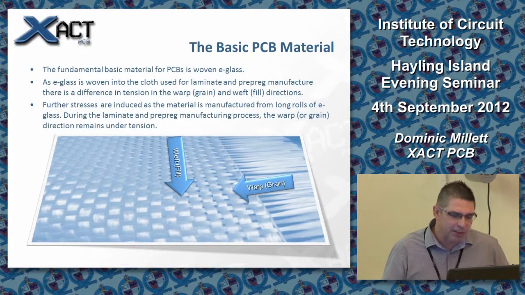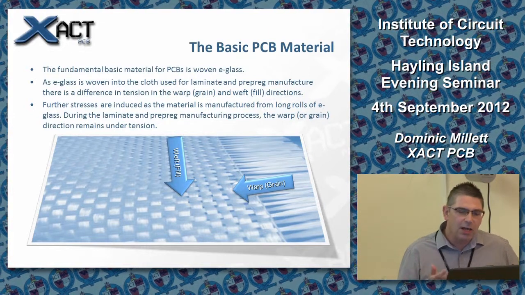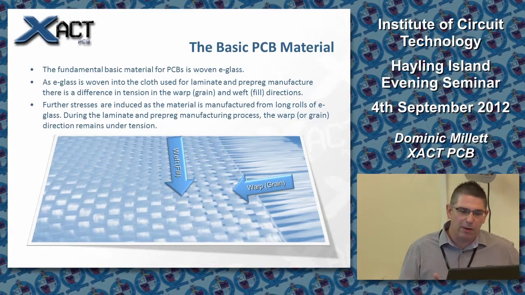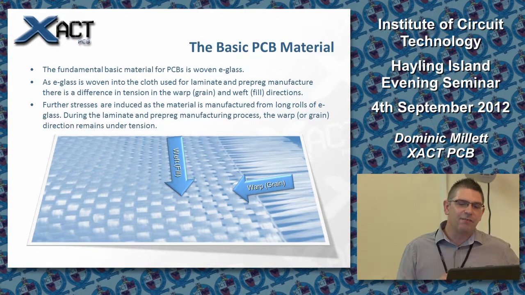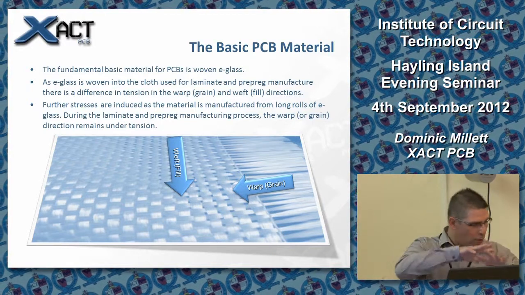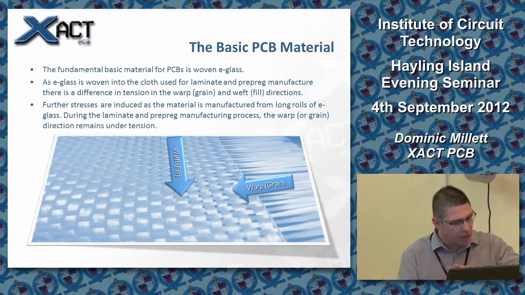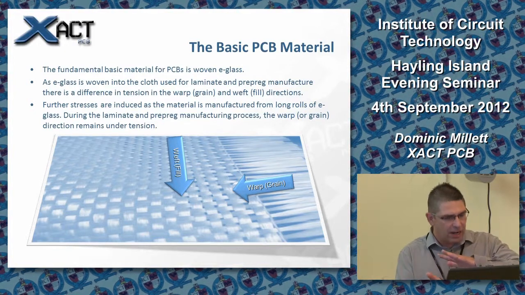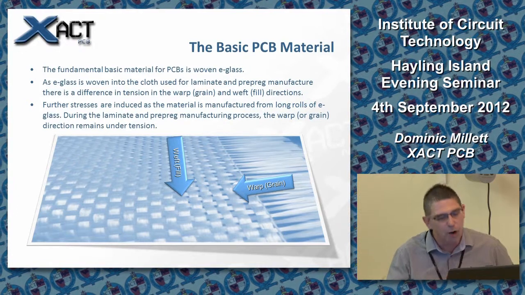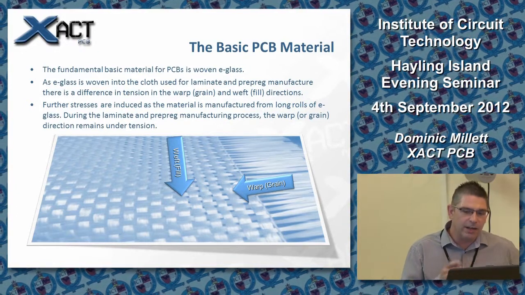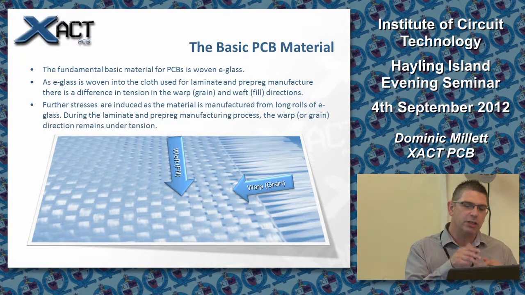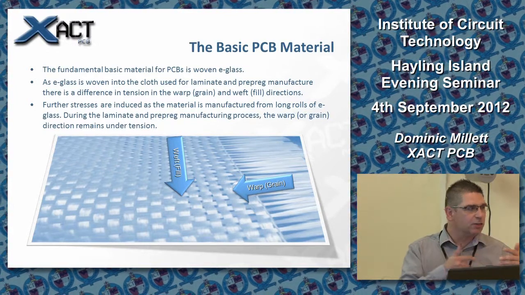The fundamental basic material of PCBs is the woven E-glass. As the E-glass is woven into the cloth, which is used for the laminate and prepreg manufacture, there's a difference in the tension in the warp and weft, because it's a cloth which is forced into place and held, particularly on copper-clad laminate. Those tensions are held. Further stresses are induced as the material is manufactured from the long rolls of E-glass. So you have that stress in the warp direction and it remains under tension.